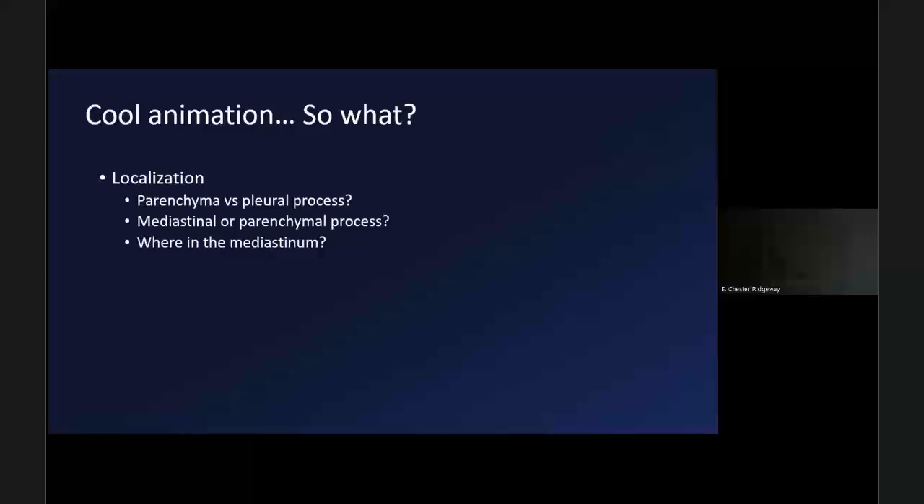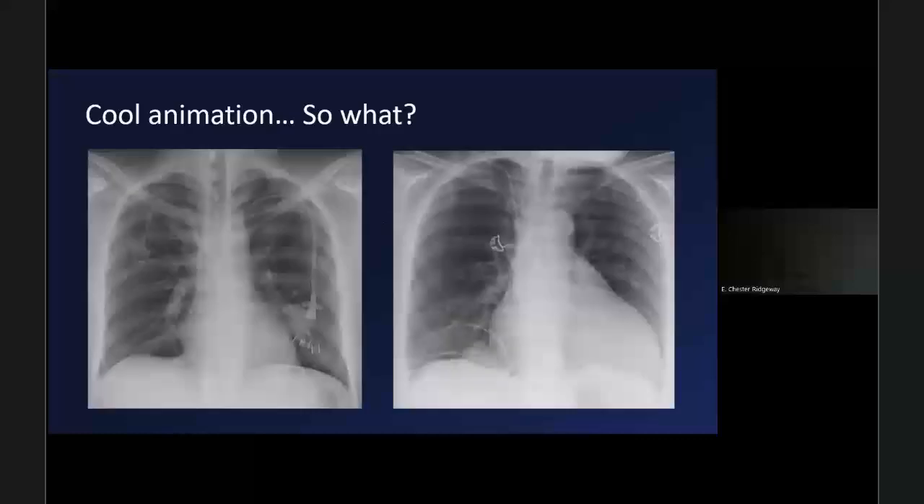All right, so you're thinking, okay, cool, animation. You spent like 5 minutes on that. So what? Why does this matter? Well, as I just said, this can help us decide, is this a parenchymal process or a pleural process? If it's in the parenchyma, is it actually mediastinal? Where is it in the mediastinum? Using this concept can help us answer all of these questions.